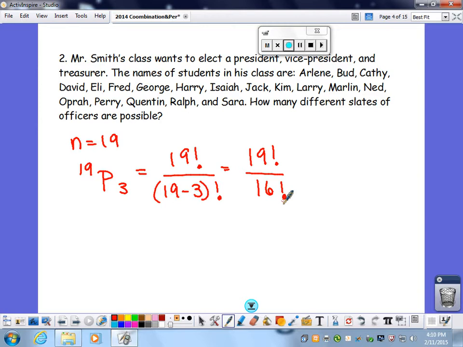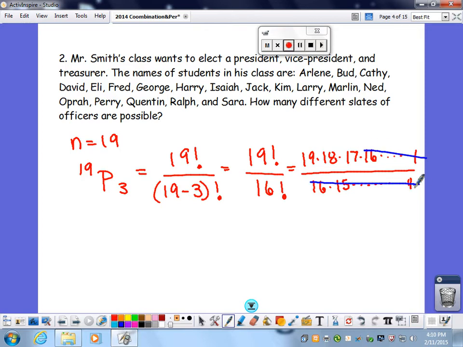Alright, now we can simplify this greatly. Now remember, 19 factorial is 19 all the way down to 1. And 16 factorial is going to be 16 all the way down to 1. So here, since this is multiplication, we can simplify this. And actually, what can we get rid of? Well, we can get rid of 16 factorial, leaving us with 19 times 18 times 17.